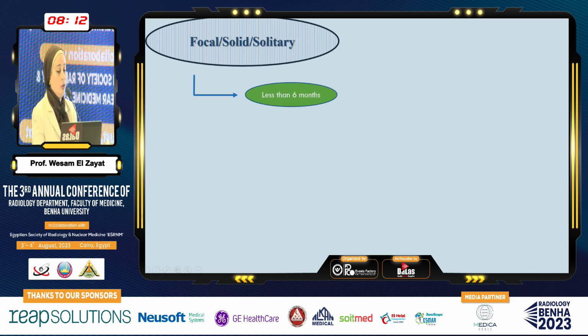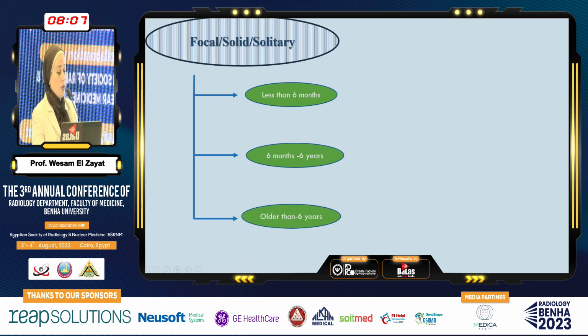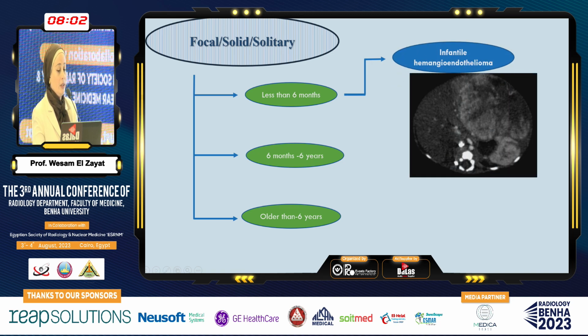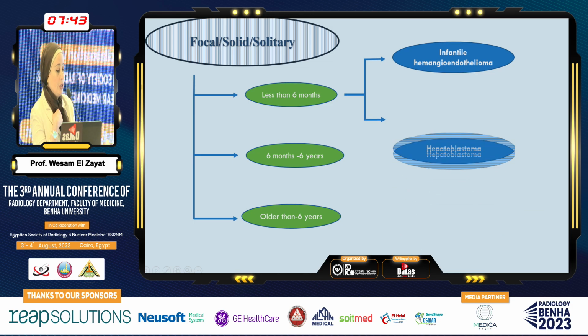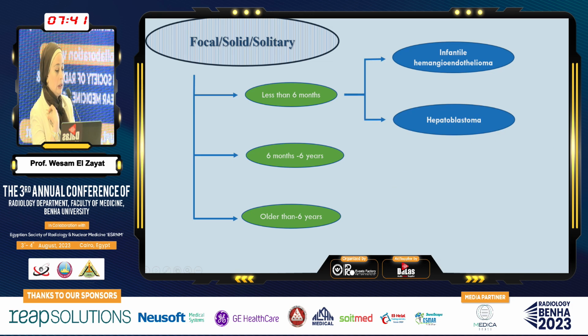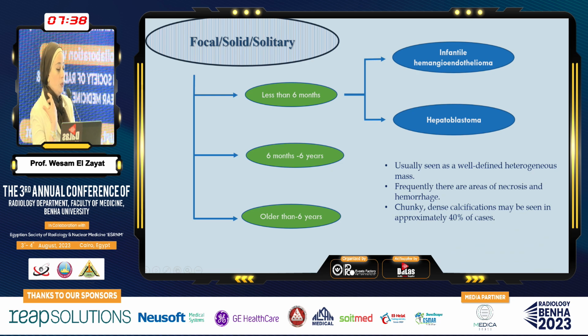We have children less than 6 months, 6 months to 6 years, and older children above 6 years. Consider infantile hemangioendothelioma in patients less than 6 months when the lesion has peripheral enhancement with gradual filling in, and a characteristic finding is the mid-aortic syndrome, which is the reduction in the caliber of the aorta just distal to the celiac trunk owing to the shift of blood towards the liver.